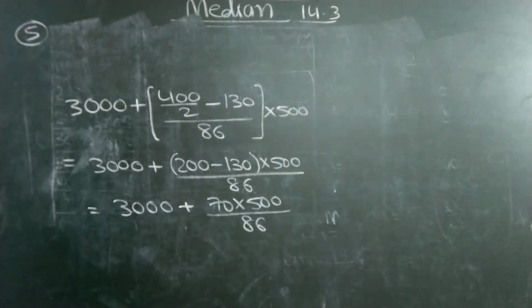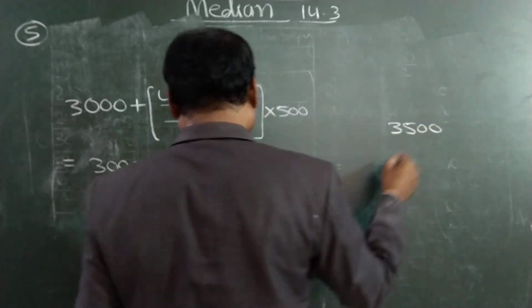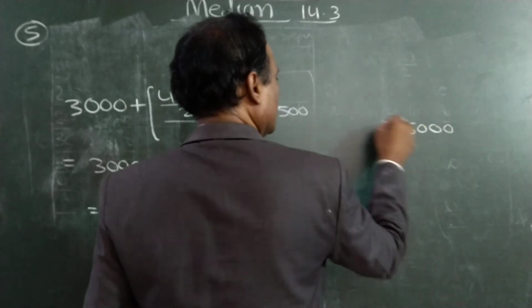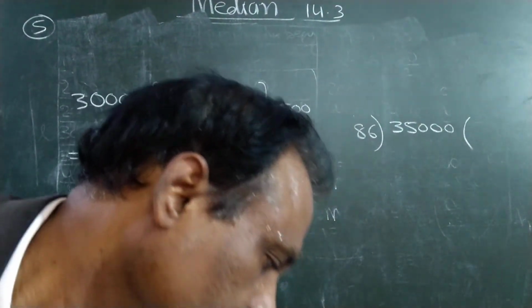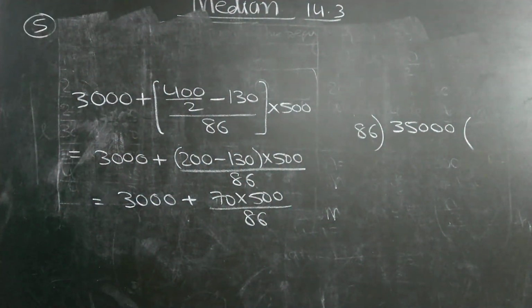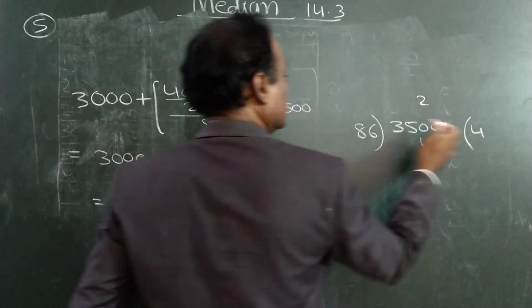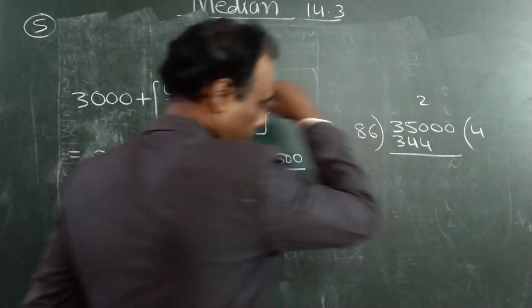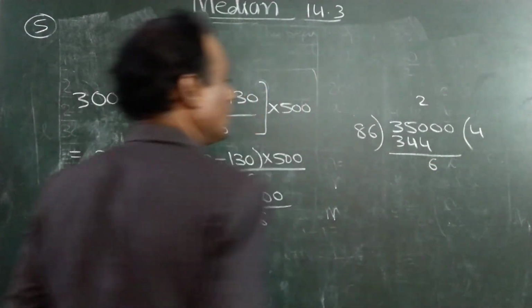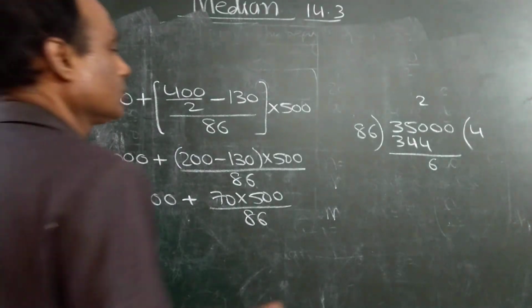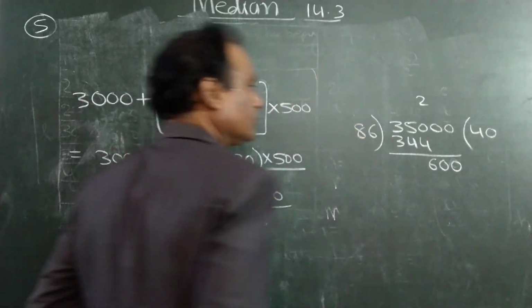Cancel with the two table. You can cancel with the two table, or otherwise you can, but it is better to cancel with the two table. One more step you write. Do the division. This is not sufficient, so take 0 and take one more digit.